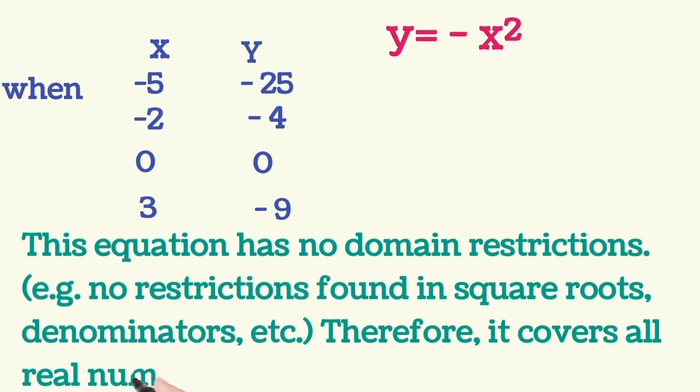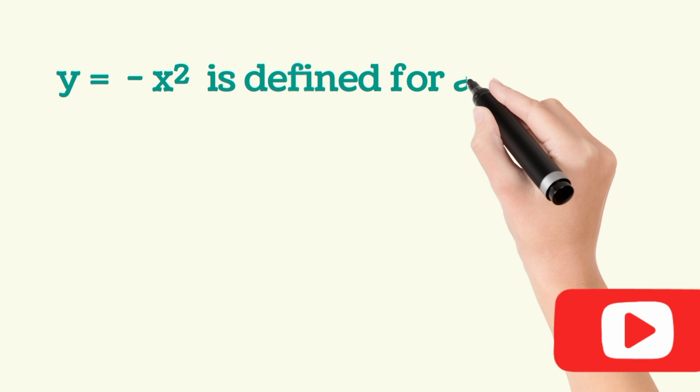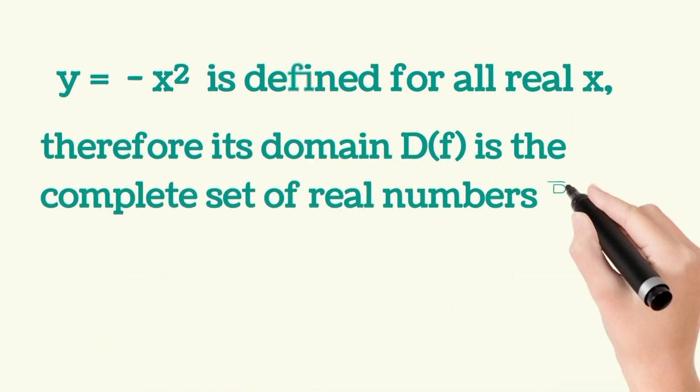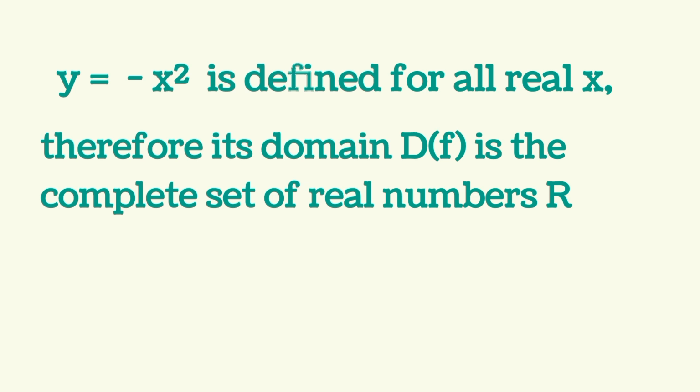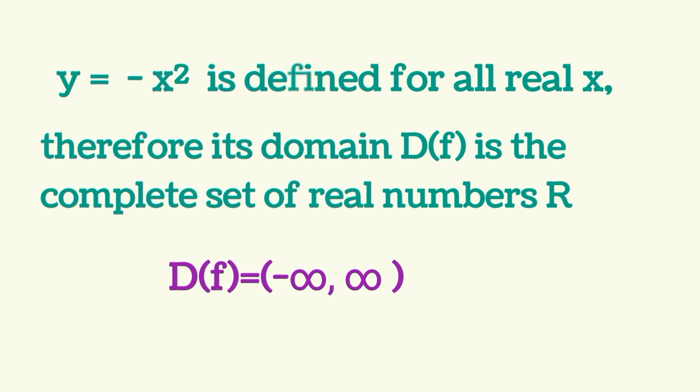So here we see that there is no domain restriction, so it will cover all real numbers. Now since y is equal to minus x square is defined for all real x, therefore domain will be the complete set of real numbers, that is Df is equal to minus infinity to infinity.